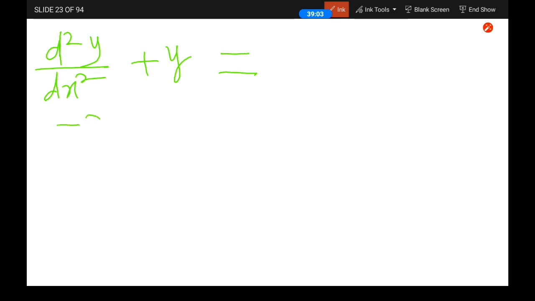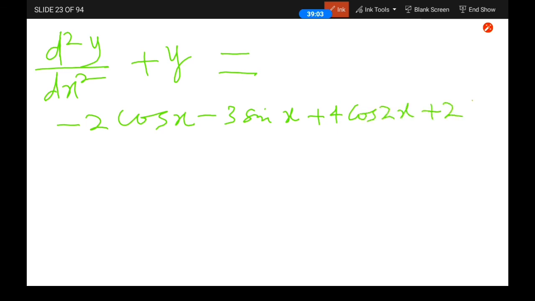Now, finally, d squared y all over dx squared plus y will now give us, let's put all those things there. We have negative 2 cos x, negative 3 sine x, plus 4 cos 2x, plus 2 cos x. That's what we got. Then we are now putting for y. Then y plus 3 sine x minus cos 2x.